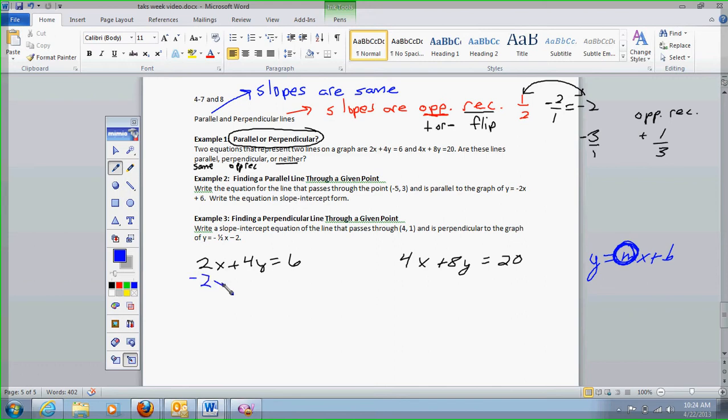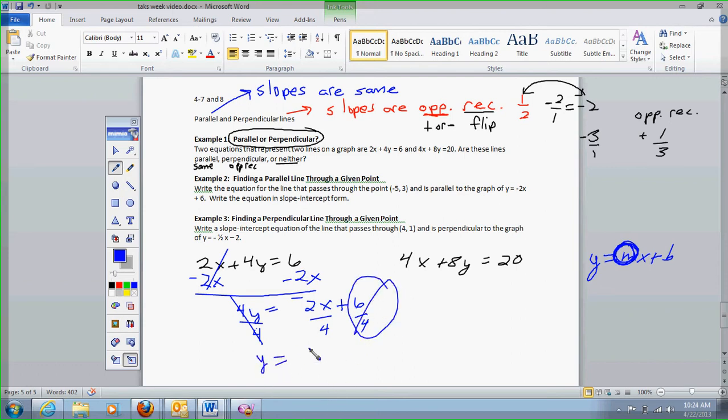I start by subtracting 2x from each side. This cancels, bring the rest down. 4y equals negative 2x plus 6, divided by 4 everywhere. This goes away. Y equals, I don't even care about my y-intercept. I'm only concerned with my slope. Negative 2 over 4, which is negative 1/2. My slope for this line, m, is equal to negative 1/2.